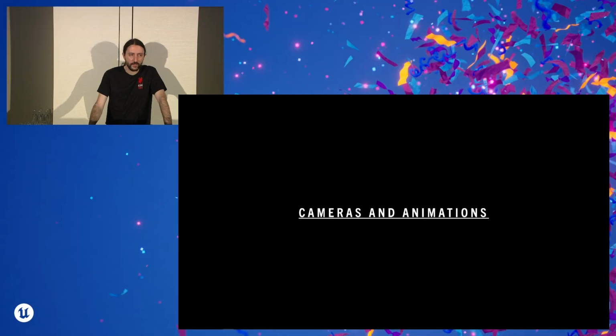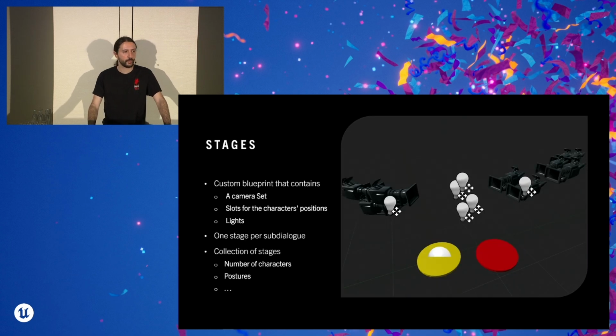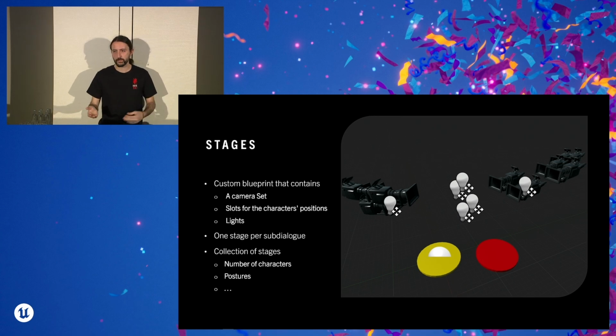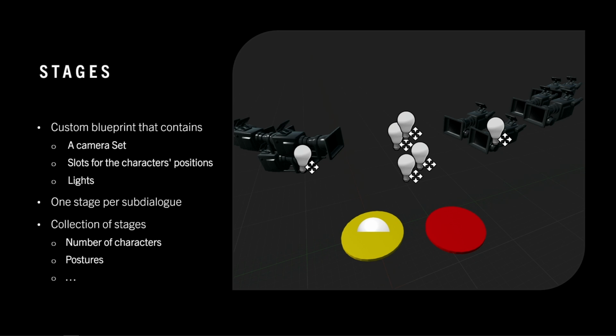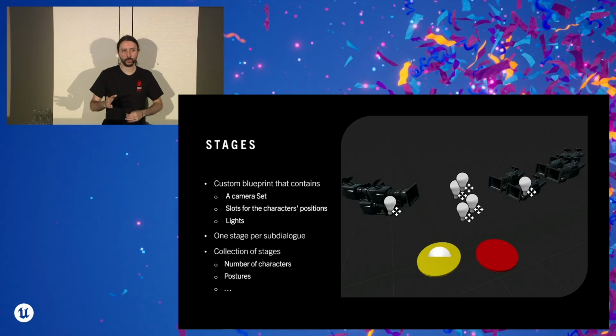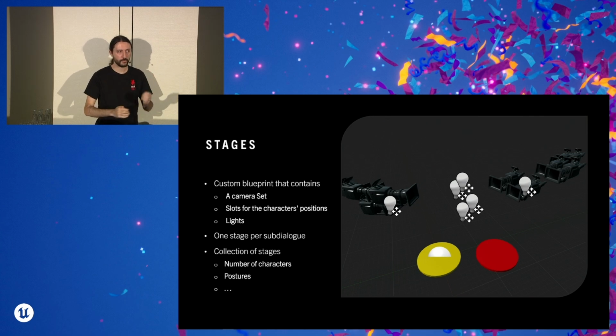Cameras and animations. Before I talk about cameras, I need to introduce you to a specific blueprint that we call the stage. It's basically a blueprint actor with a bunch of camera components. So it's a camera set. And you also have slots that will tell you where the character is supposed to be. The red slot is for the player and the yellow for the NPC. You have lights that will go on or off at runtime depending on which camera is active. And you can have one stage per sub-dialogue. So inside of the same dialogue, you can have multiple different stages. Or you can have no stage if it's a cinematic or a bark.